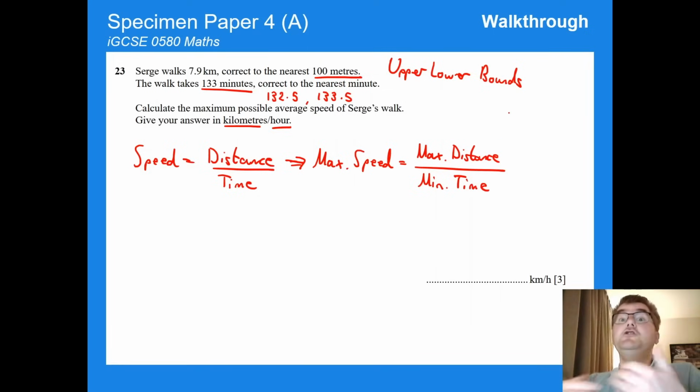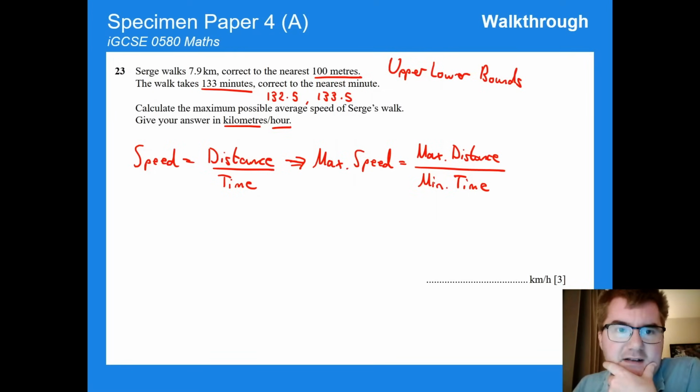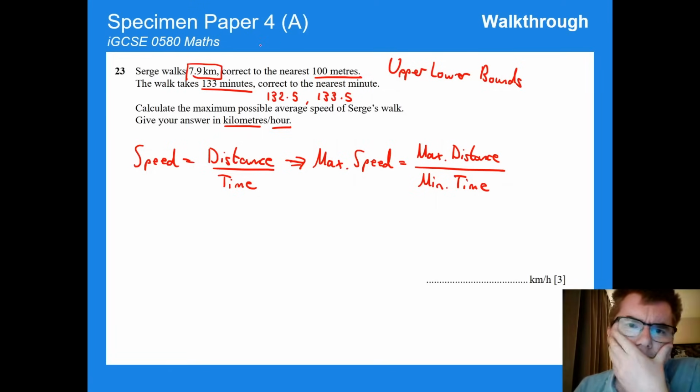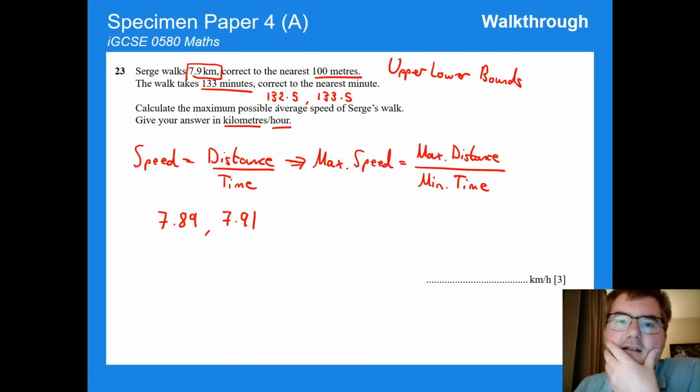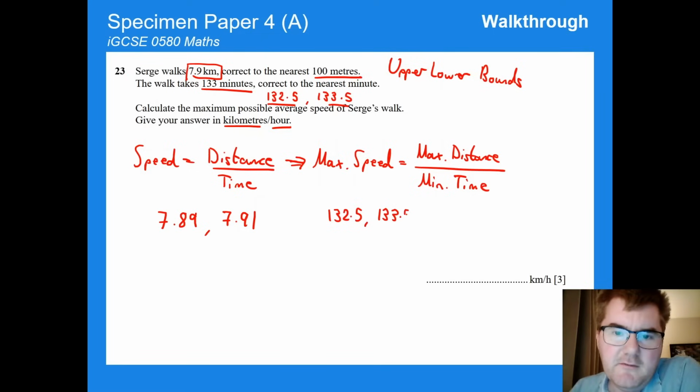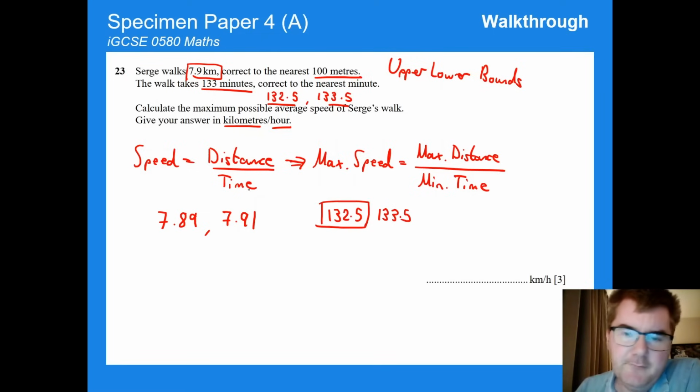Okay, so imagine you can go a huge distance over a short amount of time and your speed is going to be higher essentially. Okay, so max distance, so nearest 100 meters. So we've got it in kilometers already. So it's going to be between 7.89 and 7.91. And then the time, yeah, this is in minutes at the moment, so 132.5, 133.5. We want the minimum time, so this one. We want the maximum distance, so this one.